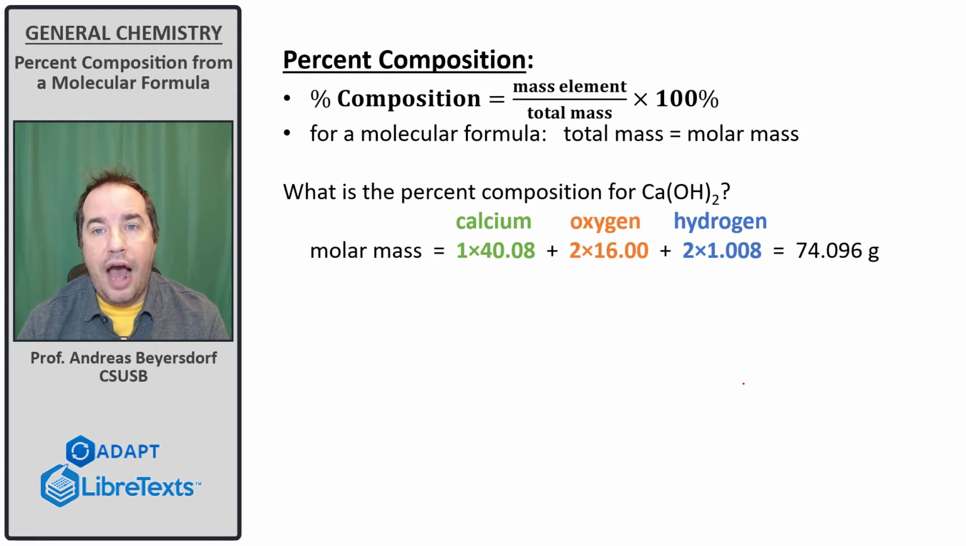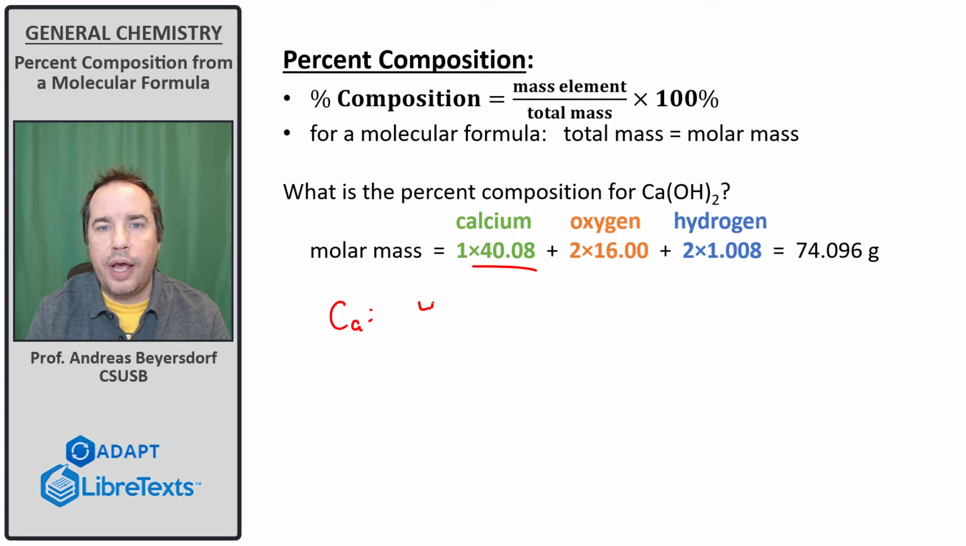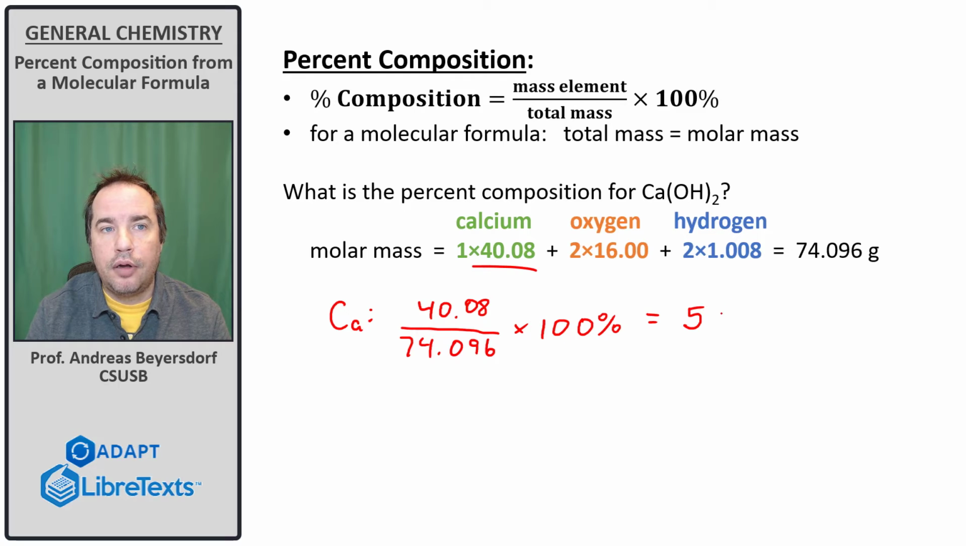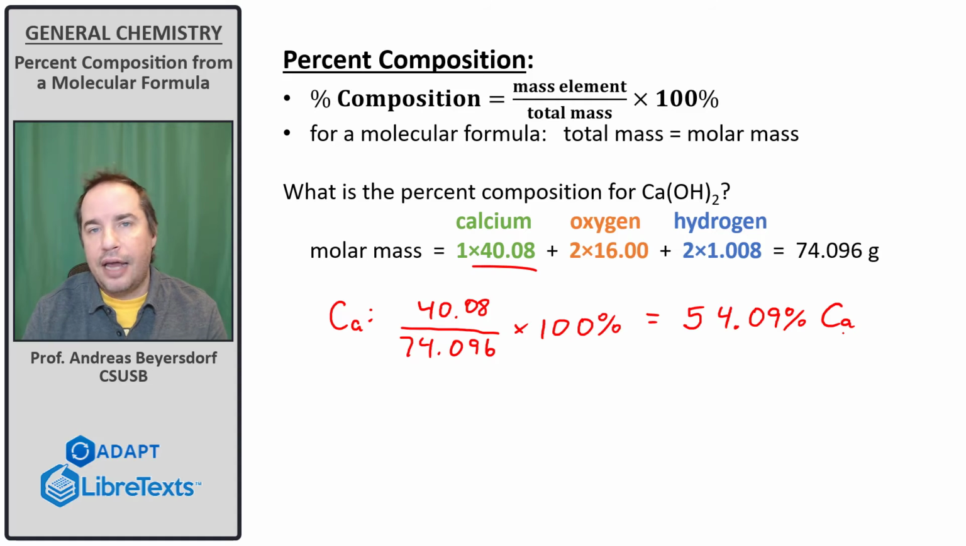Now we want to figure out the percent compositions. And so we can take these numbers and we can use these to figure out the percent composition. So let's look at calcium. For calcium, we take this 40.08 over the total mass, 74.096, and we multiply by 100%, and that's going to get us our 54.09% calcium. That means that of all the substance, 54.09% of it is calcium.